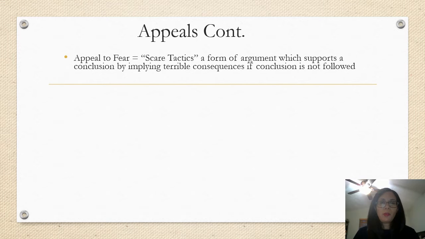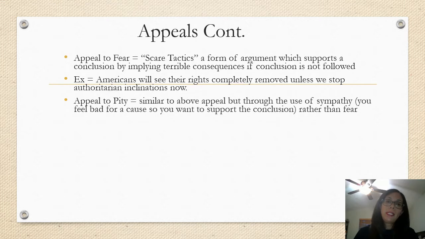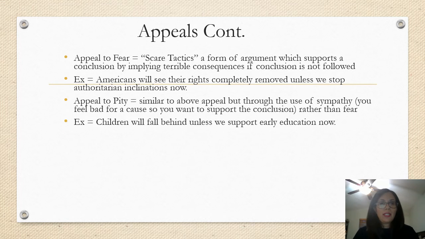Next, you have the appeals you're probably most familiar with, appeal to fear, also known as scare tactics. You want to incite a sense of fear in your reader. Americans will see their rights completely removed unless we stop authoritarian inclinations now. I want them afraid of the consequences of something, but it needs to have support to be warranted. Then you have appeal to pity, which is similar, but I don't want to scare you, I want to make you feel bad. So for instance, children will fall behind unless we support early education now. If we can give proof of that, that could be well used.